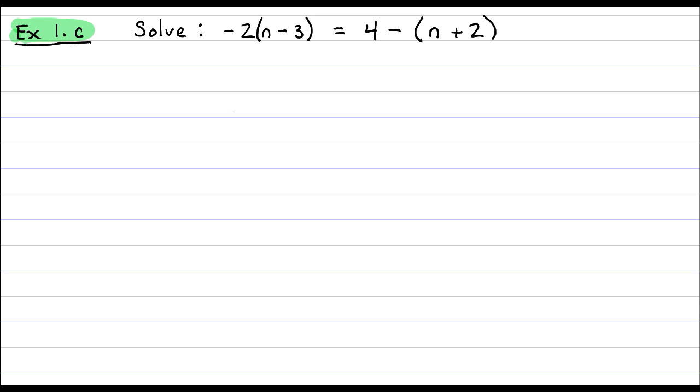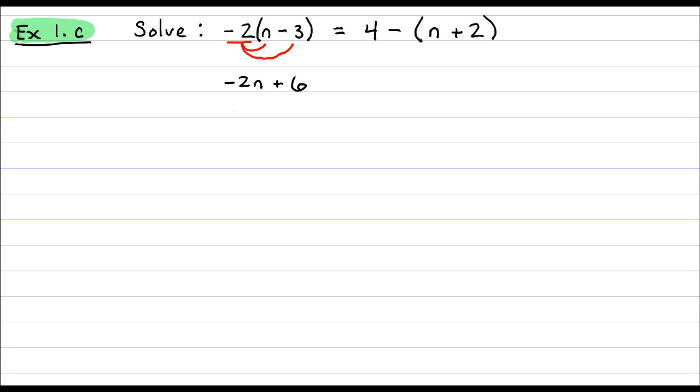For instance, notice on the left-hand side I have minus 2 times the quantity n minus 3. So I need to distribute the negative 2 all the way through to get rid of those parentheses. That means I need to take the entire negative 2 and multiply it by n, and then also multiply it by minus 3. So let me show you how that works. I'm going to have minus 2 times n, which gives me minus 2n, and then I have minus 2 times minus 3, which gives me a positive 6.